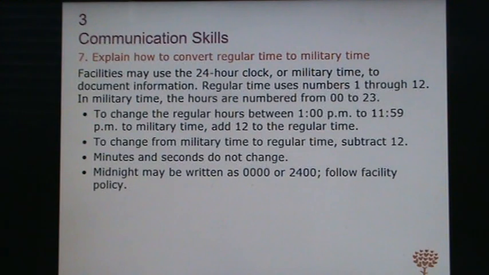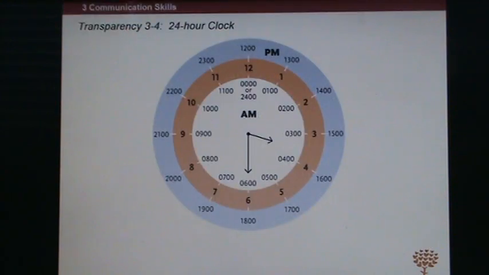Communication in terms of regular time and military time. Some facilities use the 24-hour clock, you know, they say 2300, 1400, 1700. But you have to know what that means in terms of regular clocks. So let's look at it. If the clock is at 3:30 in the afternoon, that means 15:30. Okay, so 3:30 a.m. will still mean 3:30 in military time. It will be 0330. But if it is 3:30 in the afternoon, it will be 15:30. Okay, so understand all of that.